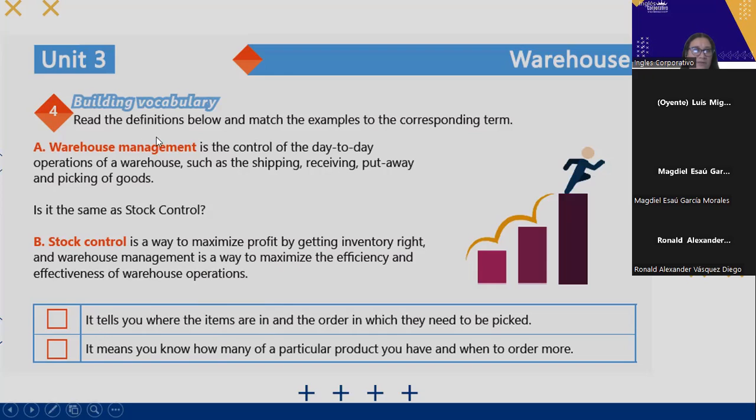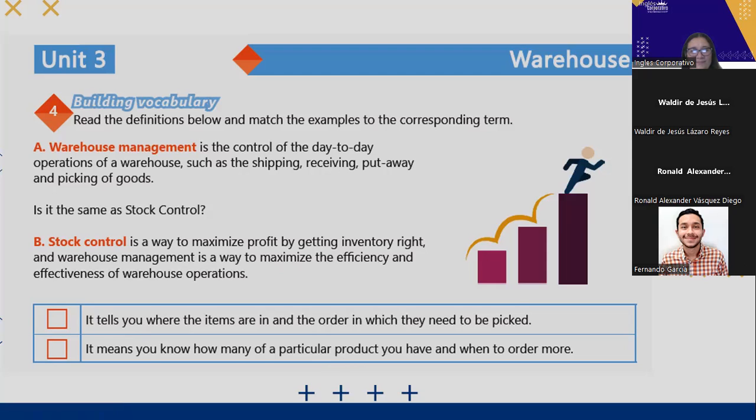Okay, so on this exercise, it says read the definitions below and match the examples to the corresponding terms. So these are the examples, right? It tells you where the items are and the order in which they need to be picked. What would this be? Warehouse management. That would be warehouse management? Okay, it means that you know how many of a particular product you have and when to order more. What would this be? The first one is stock control, and the second one is warehouse management.